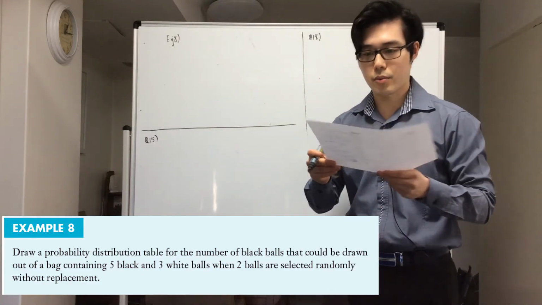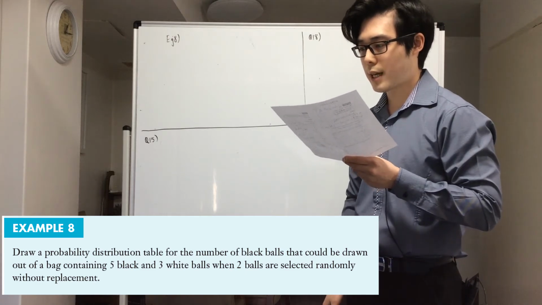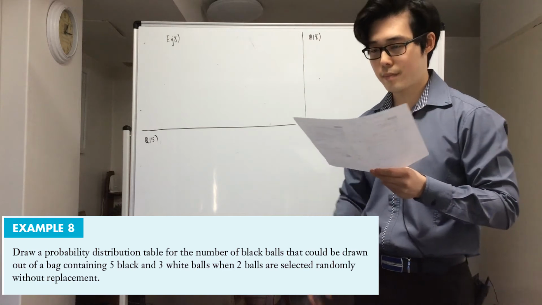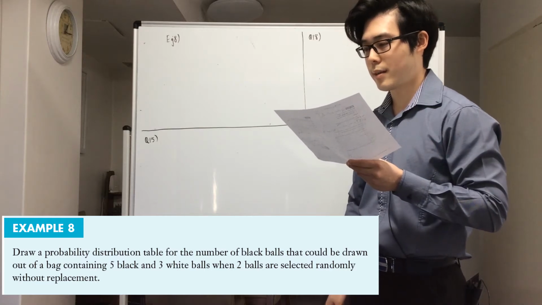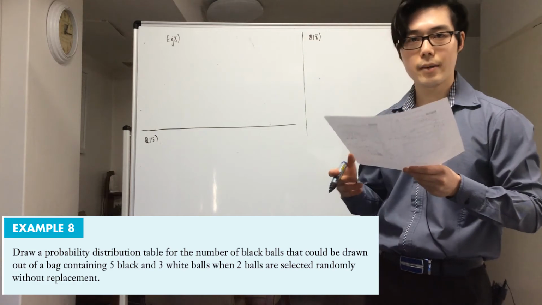Okay, let's have a look at example 8. Draw a probability distribution table for the number of black balls that could be drawn out of a bag containing 5 black and 3 white balls when 2 balls are selected randomly without replacement. So we need to draw a probability distribution table for that scenario, okay?